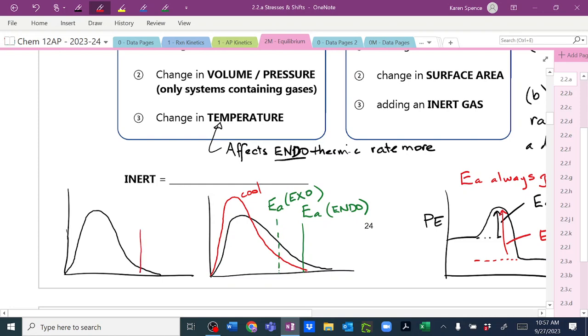So here is our original EA endo uncatalyzed. Here is our EA exo uncatalyzed. Now this one is going to decrease by that much. And this one's going to decrease by that much.